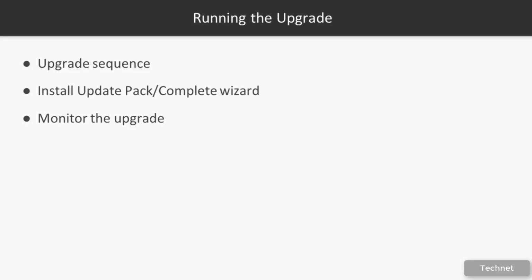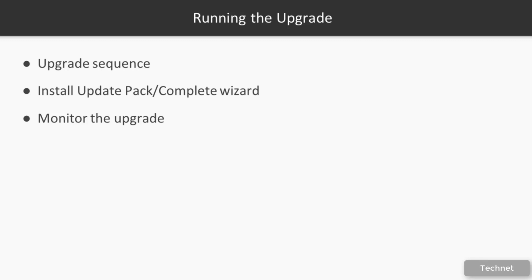Be careful though. There is a very specific sequence you must follow. If you're running a multi-site hierarchy, start at the top level site in the hierarchy. After the top level site upgrades, you can begin the upgrade of each child site. Complete the upgrade of each site before you begin to upgrade the next site. We upgrade by right-clicking on the upgrade and choose Install Update Pack to launch the wizard. We'll see that in a moment.